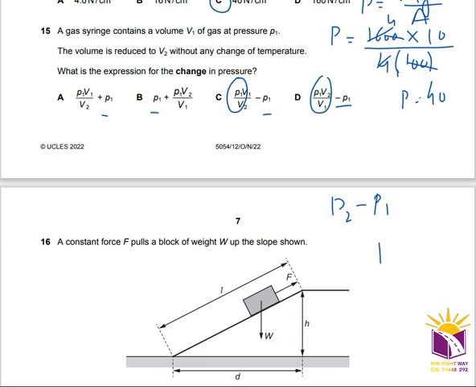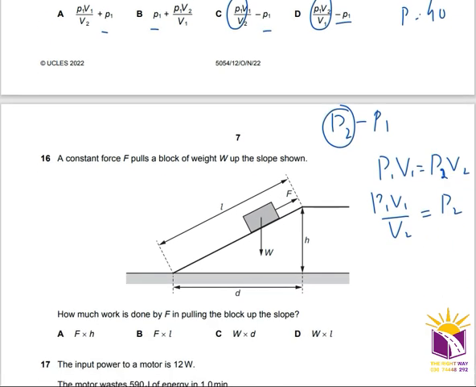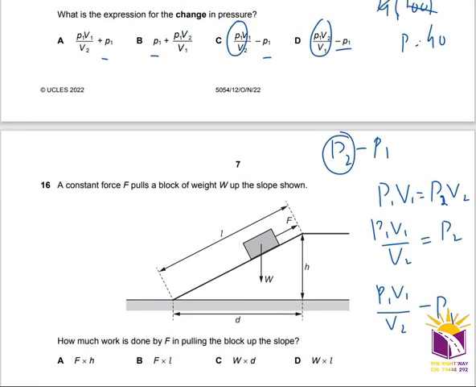We can find that by using Boyle's law. P1 V1 is equal to P2 V2. We have to find P2, so P1 V1 over V2 is equal to P2. By putting this in P2 minus P1, we will get P1 V1 over V2 minus P1. So which one is the right option? C is the right option: P1 V1 divided by V2 minus P1.